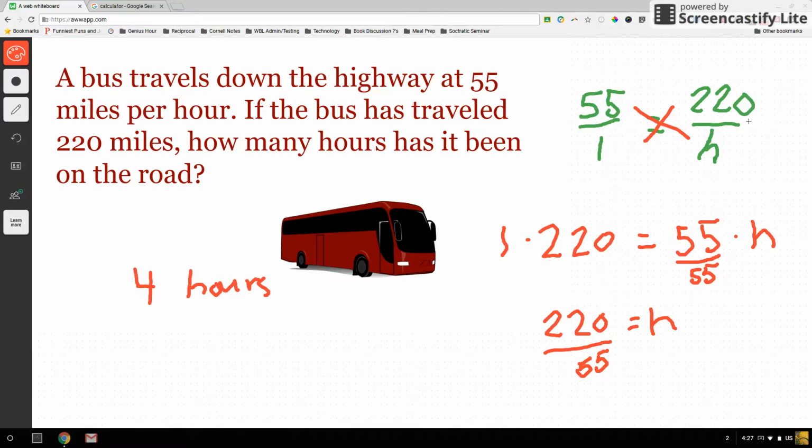All right, so it's the same basic principles. We just have to make sure we get our numbers lined up and that we work a different way. All right, so your next few problems are going to be working with this. Good luck.